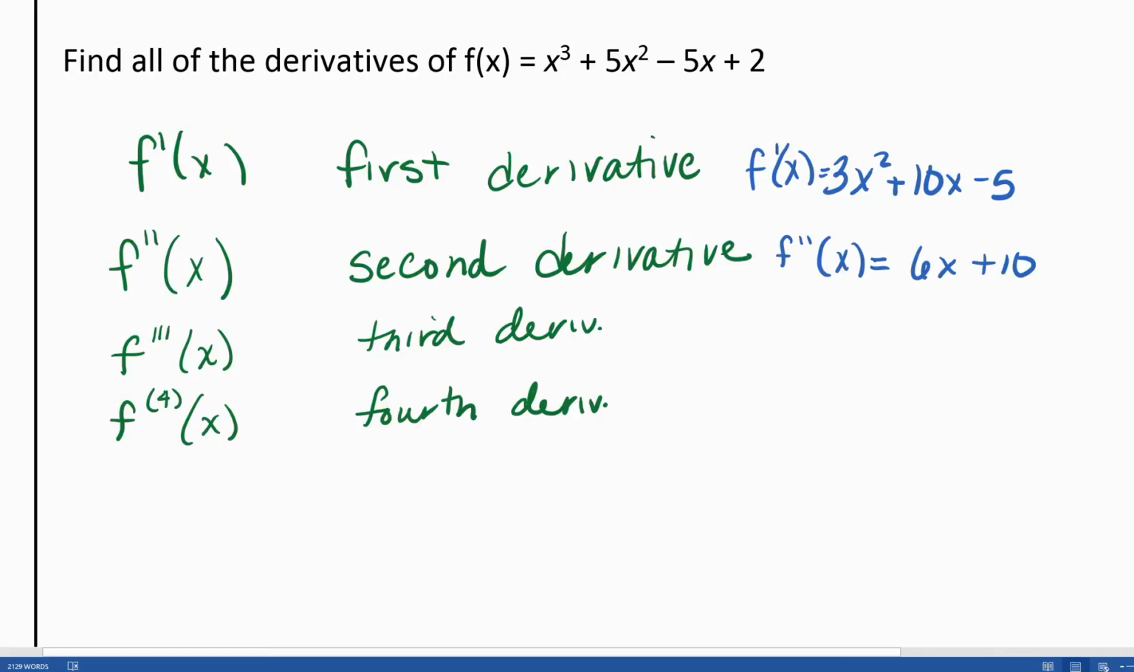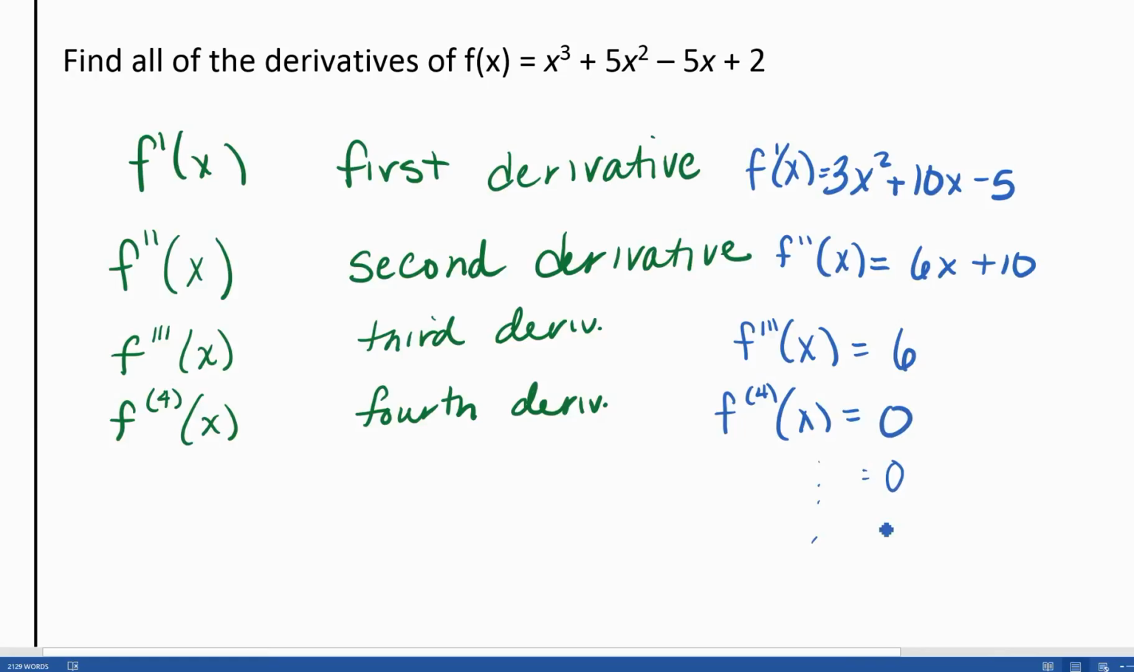The third derivative here would be just 6. And the fourth derivative, derivative of a constant, is 0, and then the derivative of 0 is 0, and forever on it would be 0.